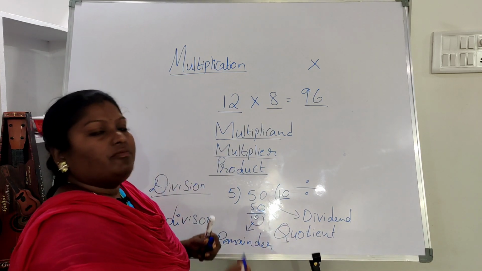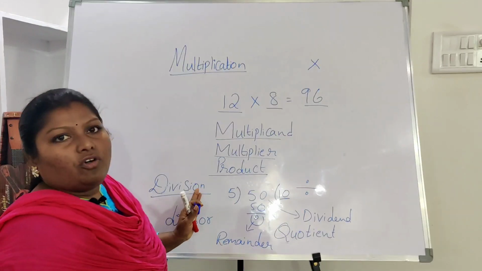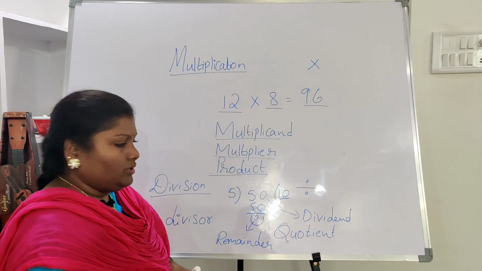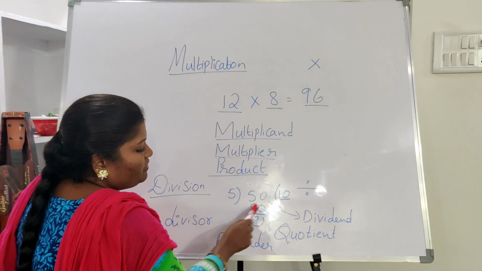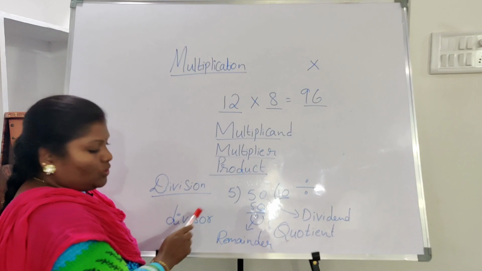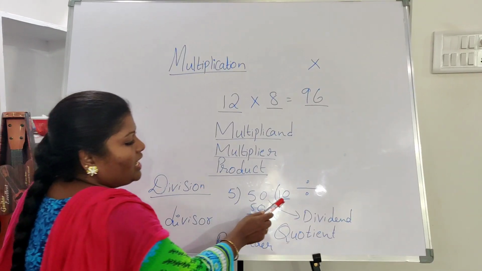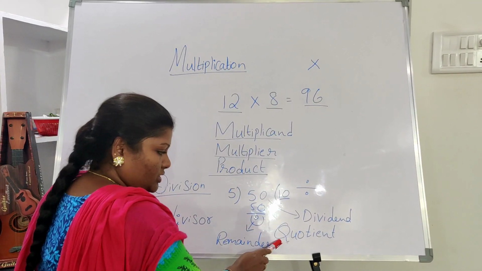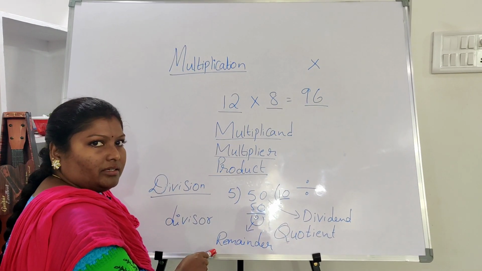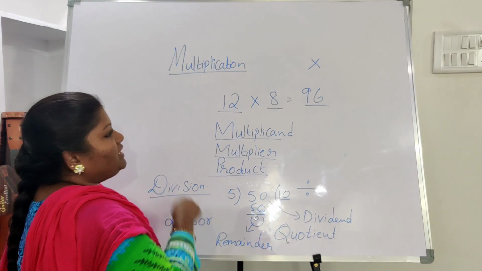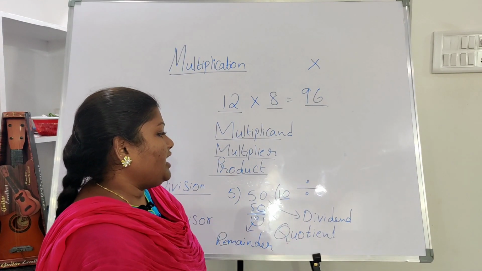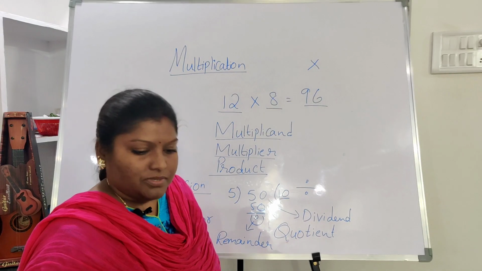I repeat once again. The symbol of division is a horizontal line and a dot above and below. The number which is divided is called dividend. The number which divides is called divisor. The answer in division is called quotient, and the leftover number is called remainder. Yes, so these are the 4 mathematical operations. Let me recap all the concepts once again.